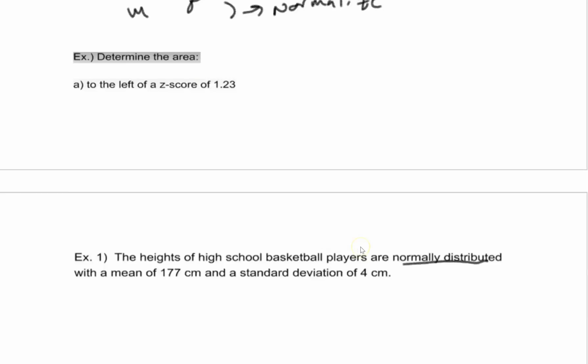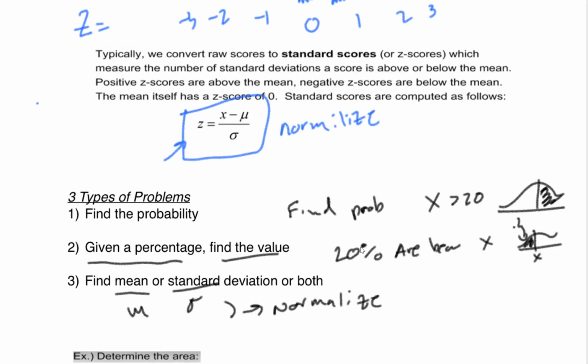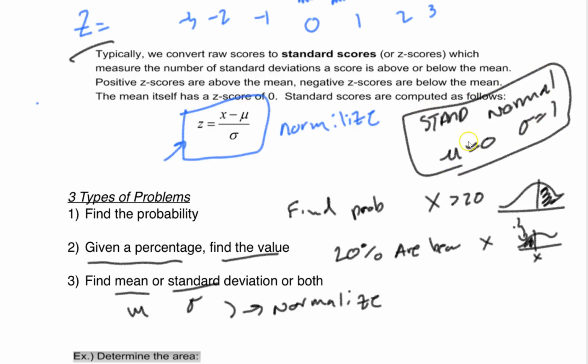One you've got to watch out for is if they say standard normal. If you see the words standard normal, that means they want you to use 0, 1. So your mean is going to be 0, and your standard deviation is going to be 1. That's the only thing you have to watch out for. Most of the time they give it to you, but if they use the keyword standard normal, they're talking about the z thing here, and that means your mean is 0 and your standard deviation is 1. So keep that in mind.